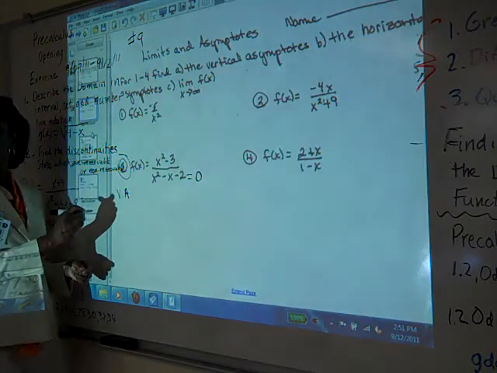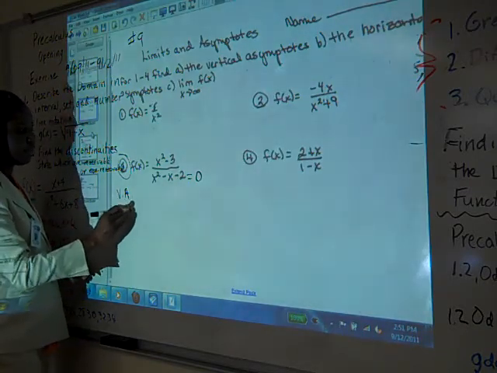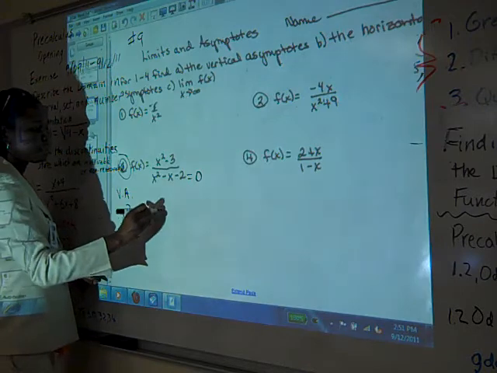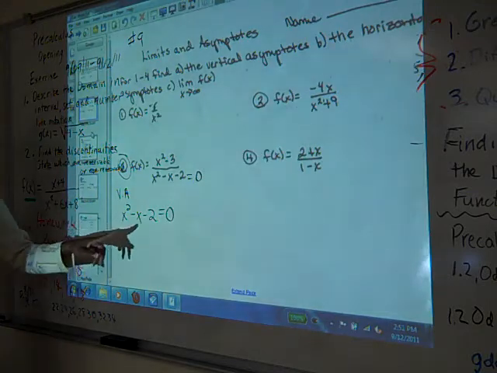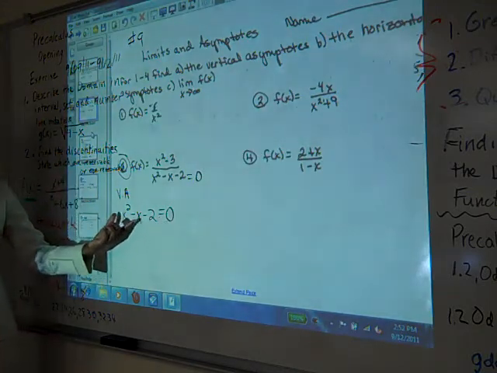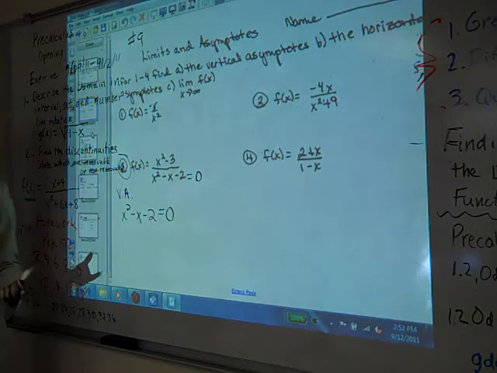You know how you don't find the vertical asymptote, you don't factor it out? Yes, I do. You are going to have to factor because it is a quadratic. You got to set it equal to 0, and in this case, to solve that, factoring is necessary.